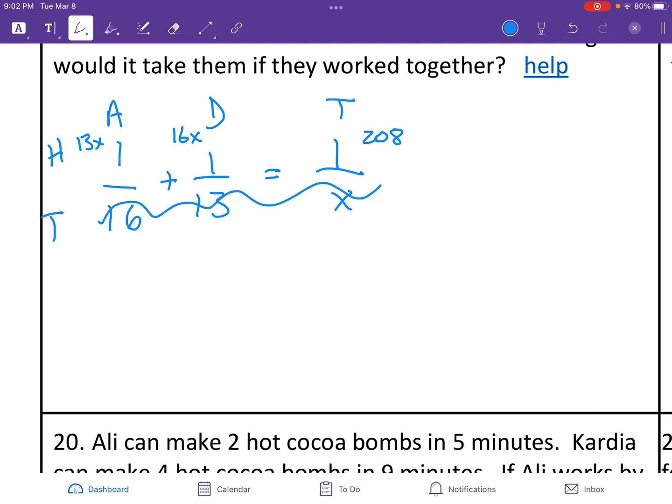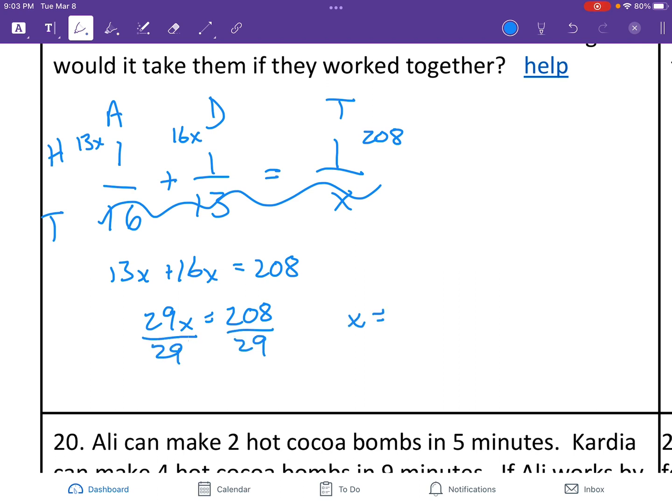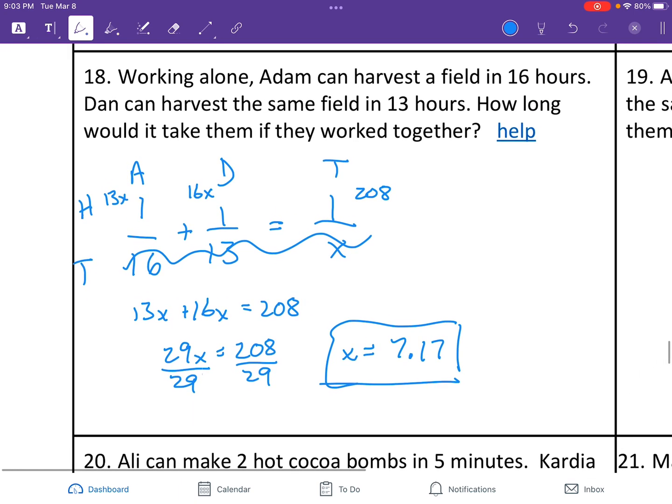Get rid of the denominators. I have 13x plus 16x equals 208. 13 plus 16 is 29. And divide both sides by 29. So x will equal 7.17. Technically, you should say hours. If you get to that point, I'm happy.